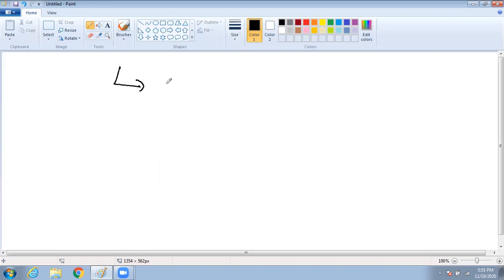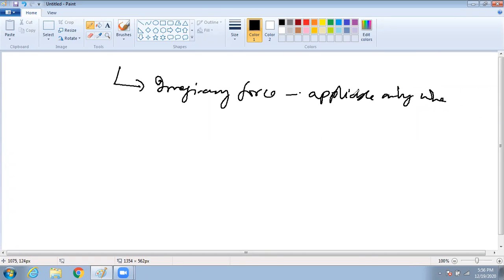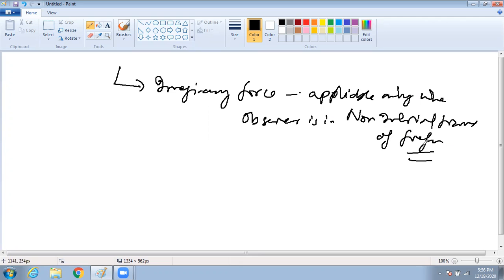Write down: pseudo force is an imaginary force, applicable only when the observer is in a non-inertial frame of reference. Clear? Second point: the observer's acceleration is not equal to zero.